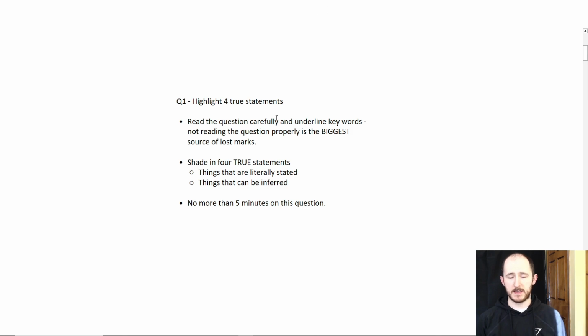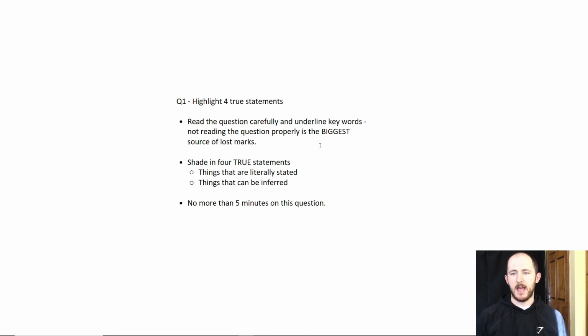For question 1, it's quite simple really. All you need to do is highlight 4 true statements. Now, when you say true, some students do actually get these wrong and do drop marks in this first question. And the reason for that is they're a bit too lenient. Okay, so when the statements are being written, you have to think, does the text literally say this anywhere? That's the first thing you should ask. So go through and find every single quote and see if any of them are literally stated.